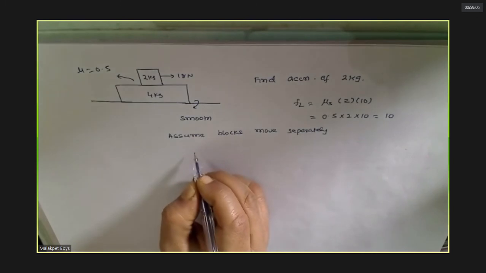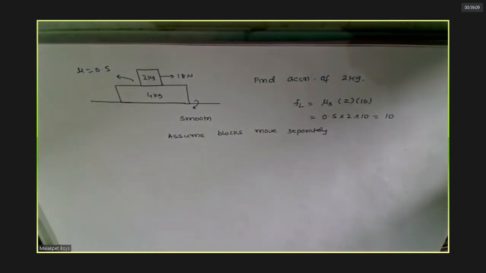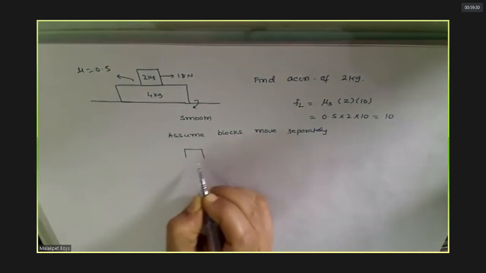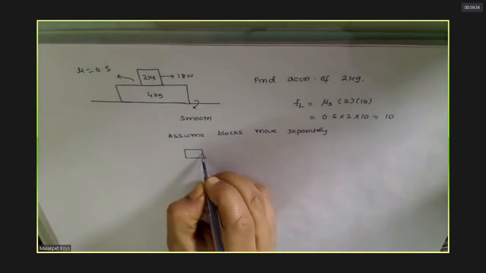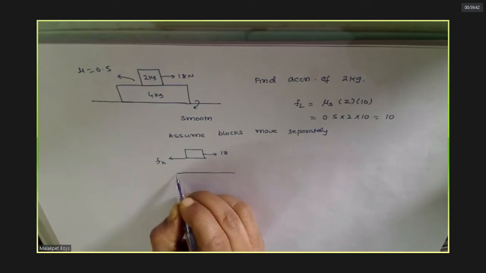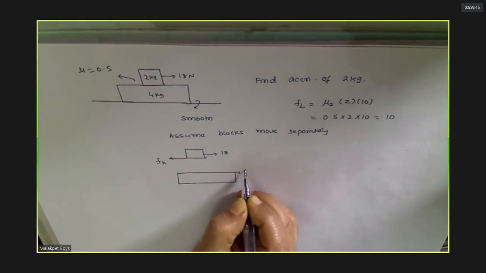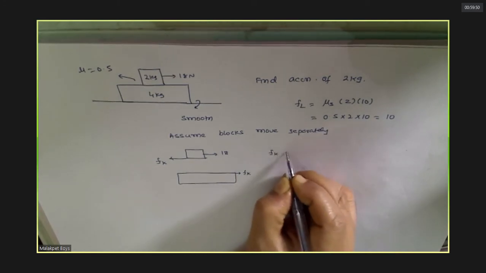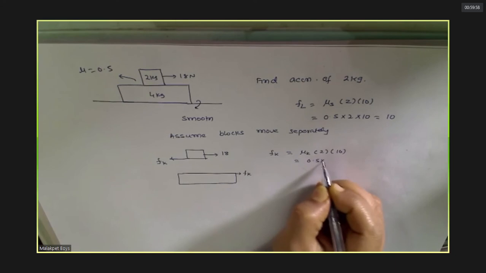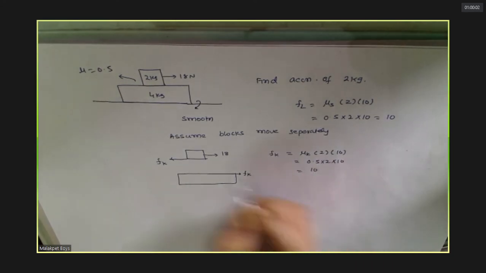So here you have FK. FK is how much, man? Mu K M. As nothing is given, you can take them to be equal. 10. So this is the acceleration.